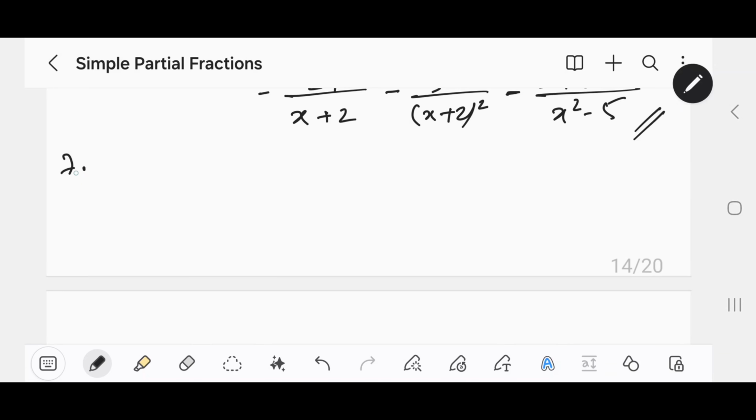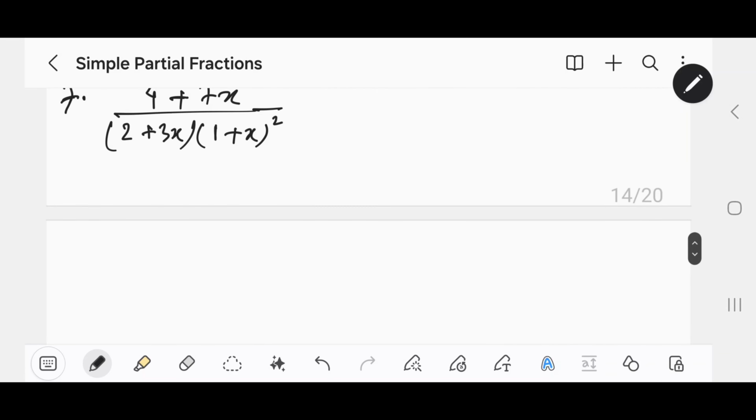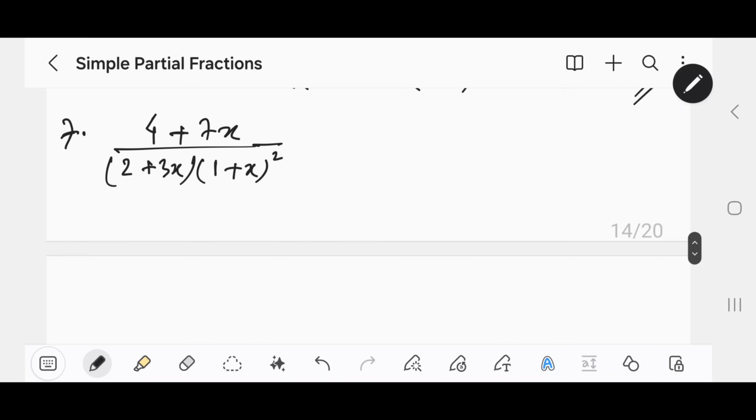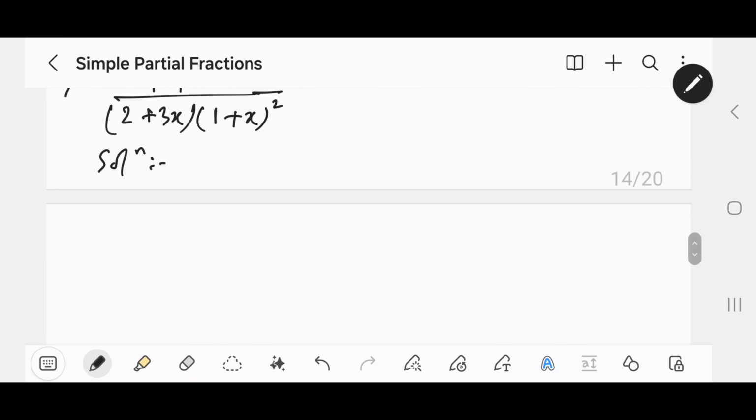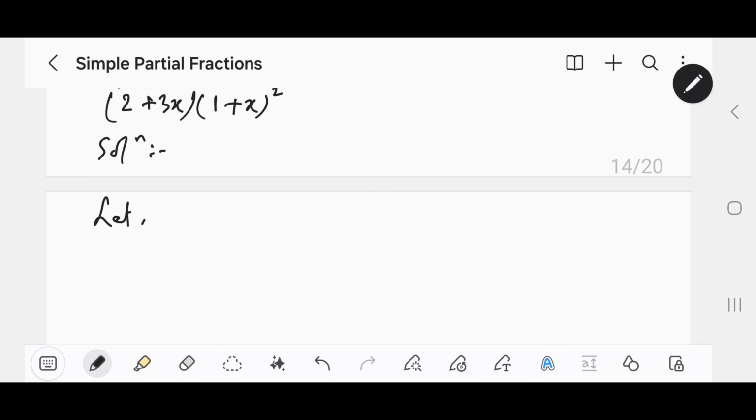Let's see another problem, and this will also be our final problem. 4 plus 7x divided by 2 plus 3x into 1 plus x whole square. So this is a proper rational function. So let's begin the solution by supposition directly.